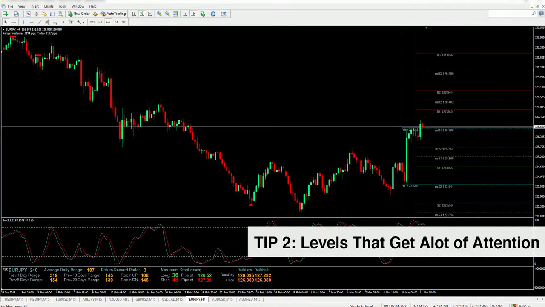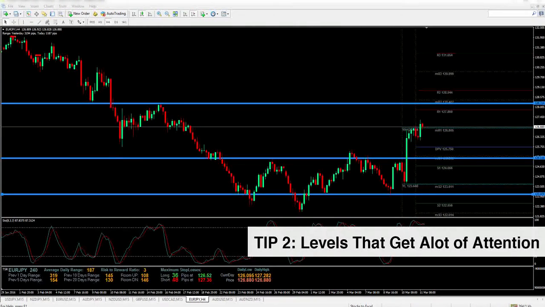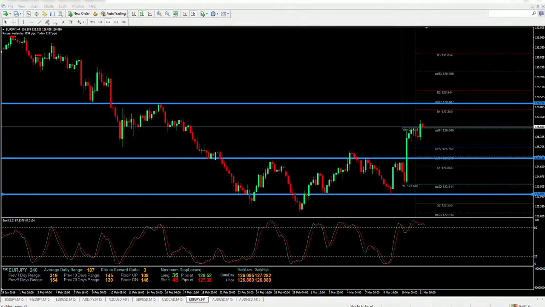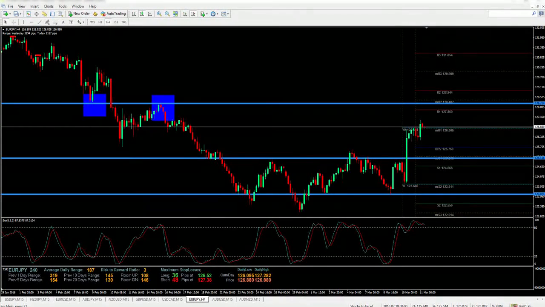Tip 2: look at the levels that over time get lots of attention. The more times the level held, the better. If it gets rejected from these levels over and over again, or if the level held as resistance at one point, is broken, and price then used it as support, it adds more weight in terms of importance down the line.